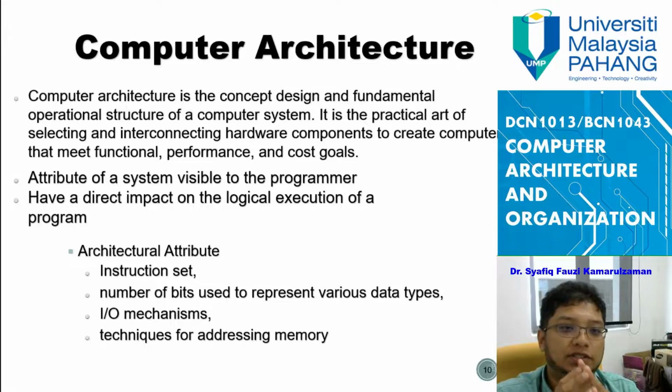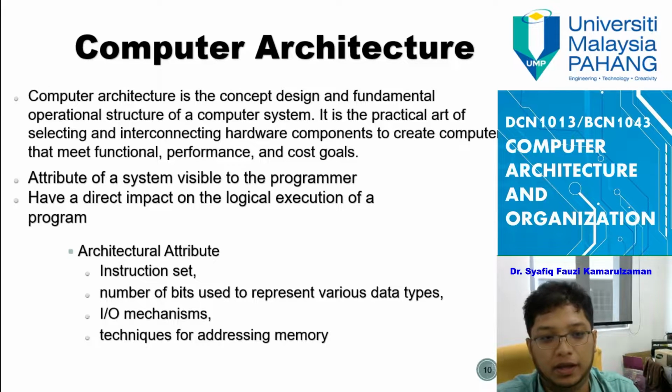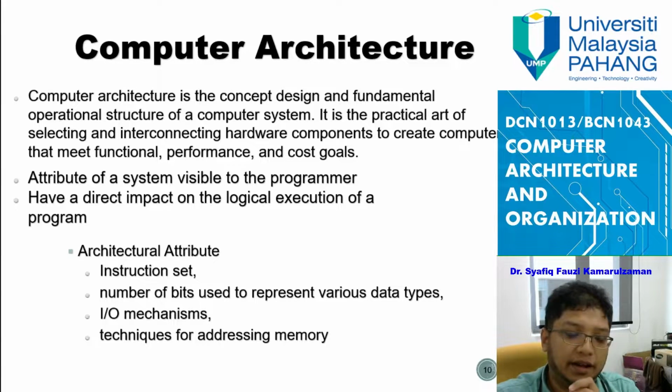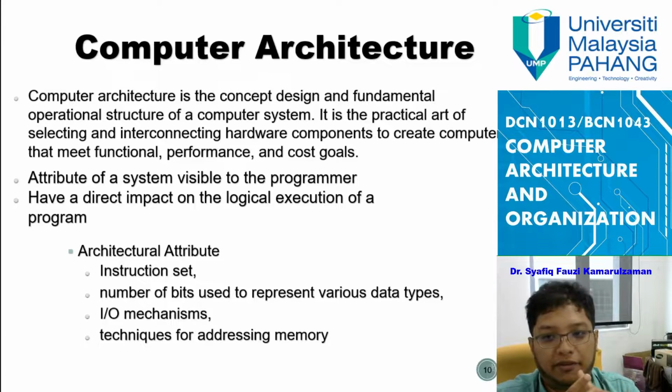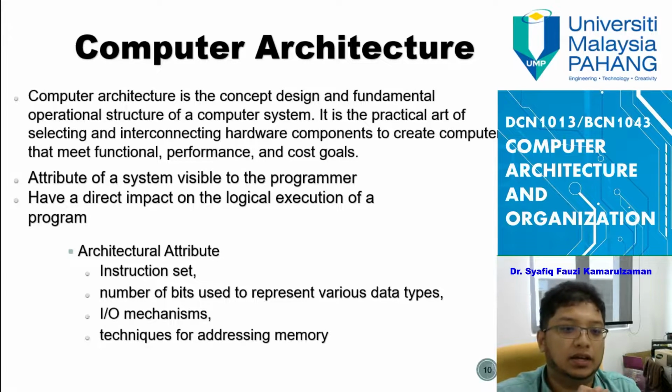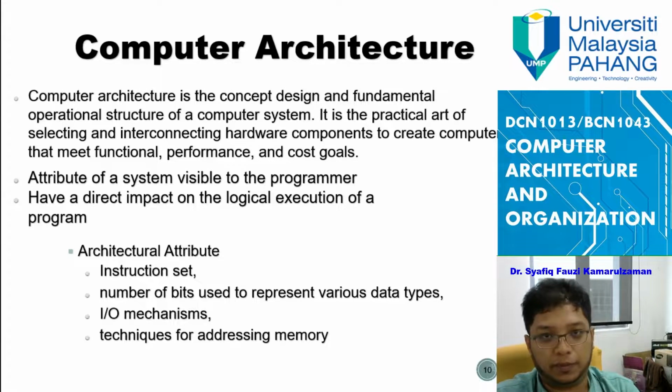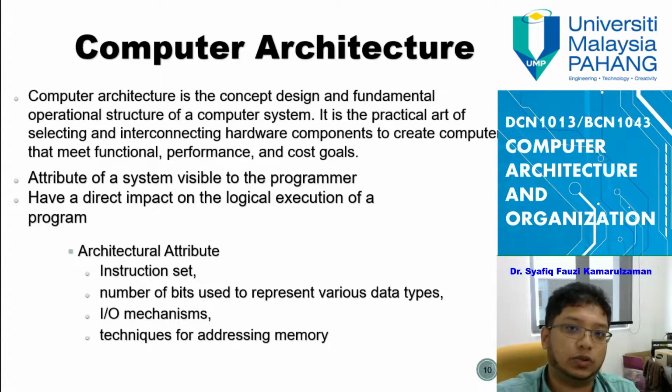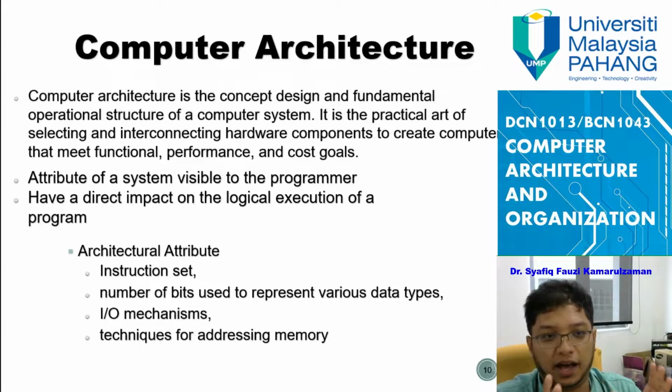So this operational structure is the one that is visible to the programmer, and it has a direct impact on the logical execution of a program. So examples of the architectural attributes are the instruction set, the number of bits used to represent various data types, input-output mechanisms, and techniques to address memory. So these are the architecture attributes.